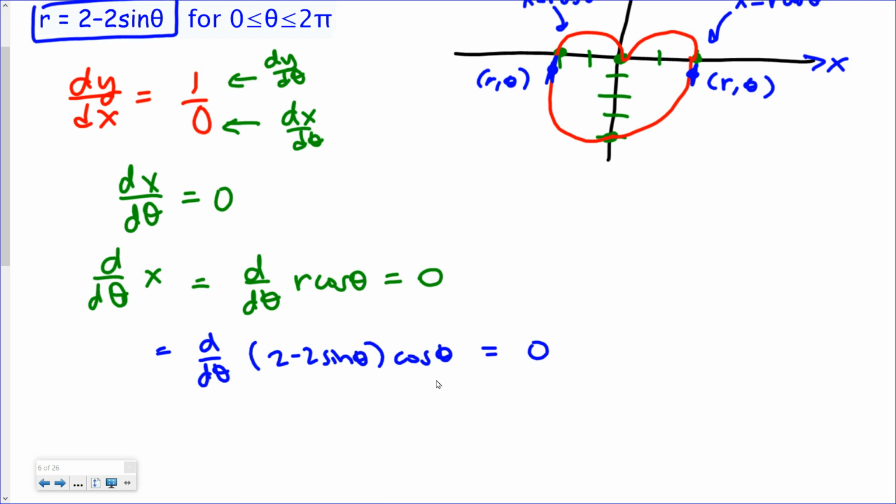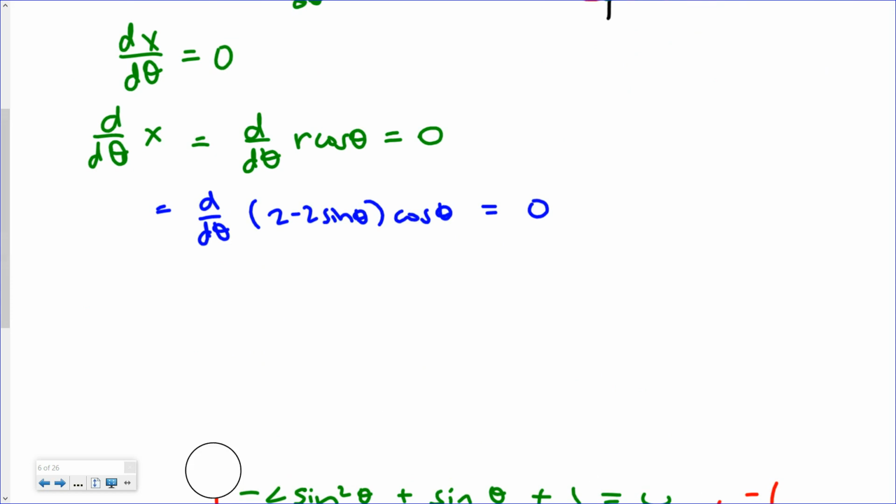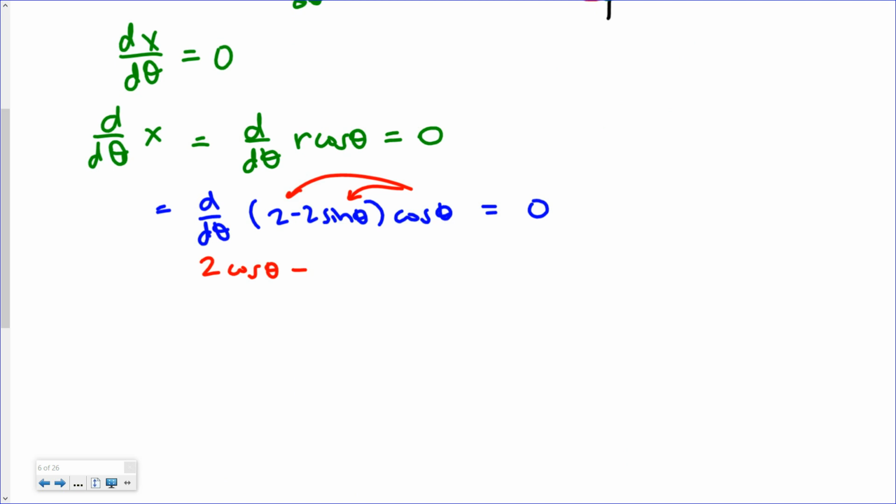There's my r, cosine theta. I need to take the derivative of this. If I take the derivative of this, it's going to be a product rule. I don't know if I can avoid product rule. Let me see if I can avoid product rule by distributing. If I distribute, I'll get 2 cosine theta minus 2 sine theta cosine theta. No, I can't avoid product rule, but at least it won't be so bad. I'm going to take the derivative d theta of this whole thing.